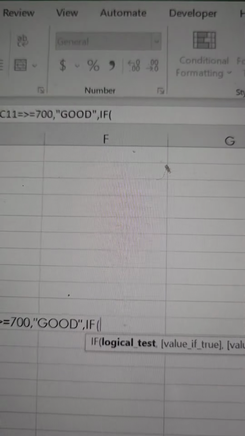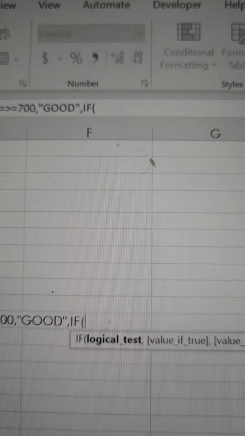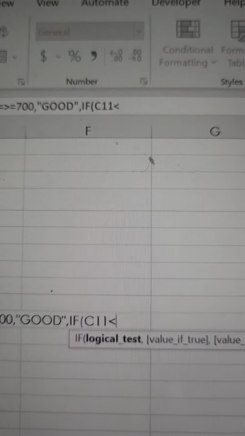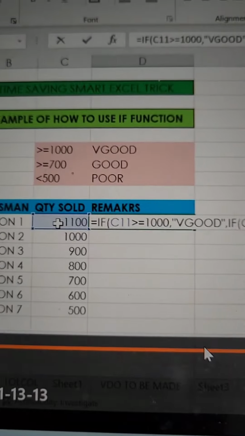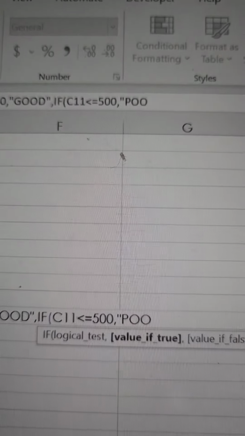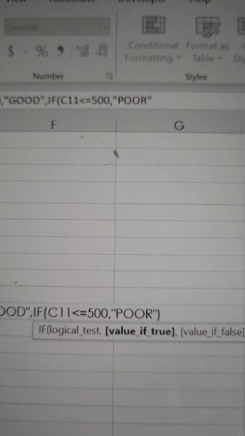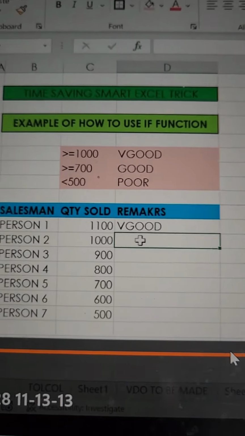And if these numbers are less than or equal to 500, then it should be captured as poor. Closing all the brackets, yes.